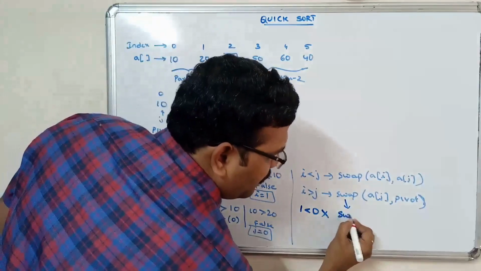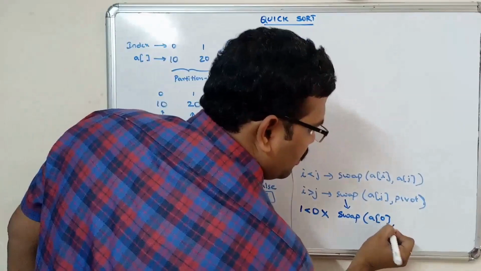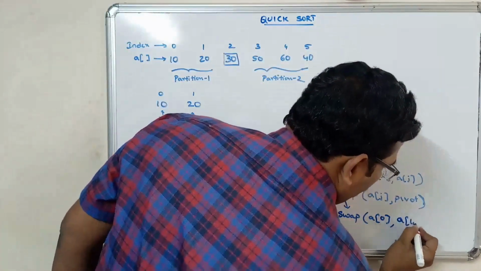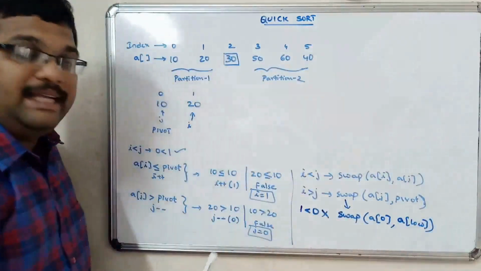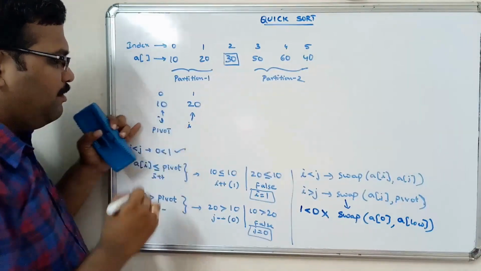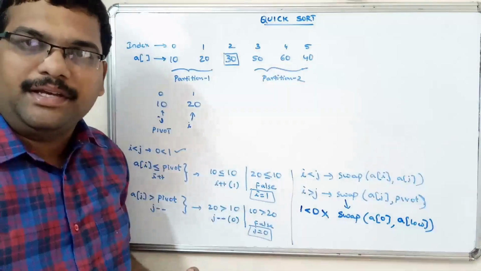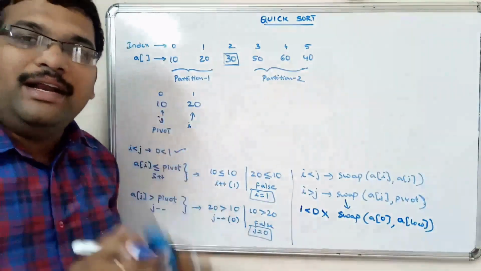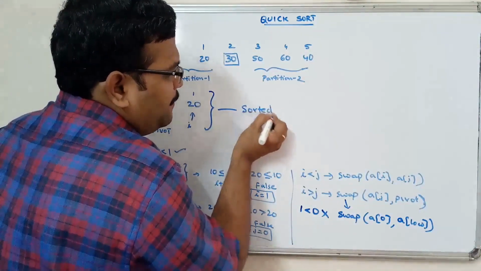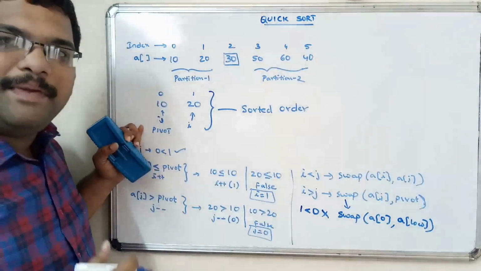So swap A of J, means 0, comma pivot. Here pivot means again A of low. So both the J value and the pivot are at the same position, so we need not swap anything, right? So already those are in sorted order, because we need not swap any element.